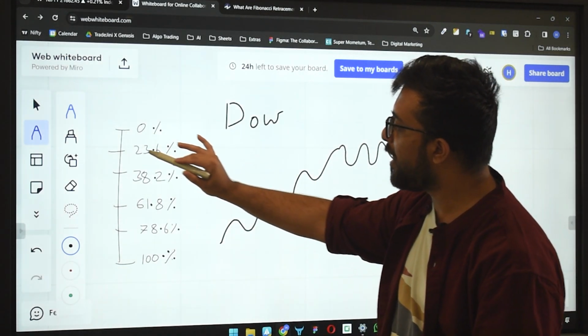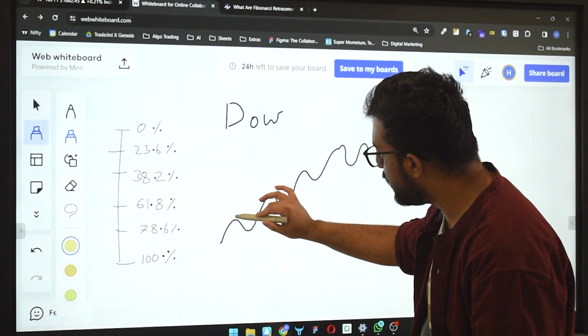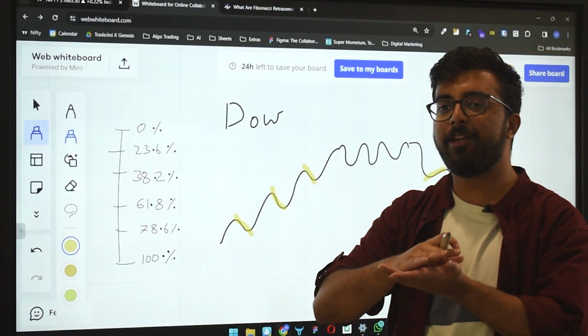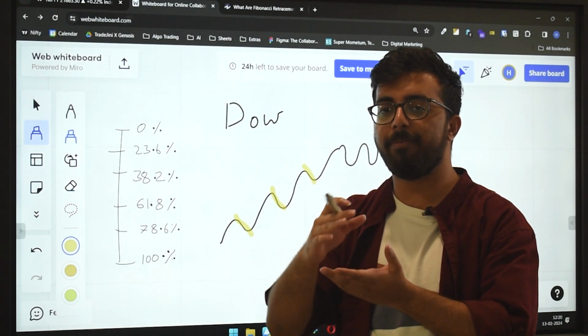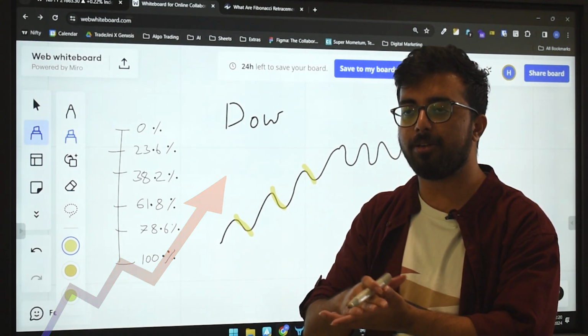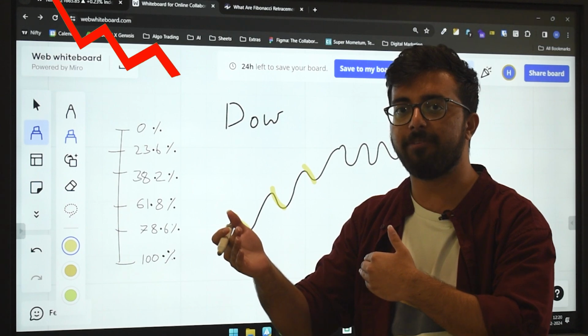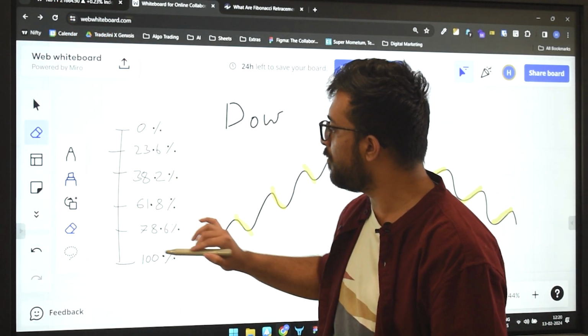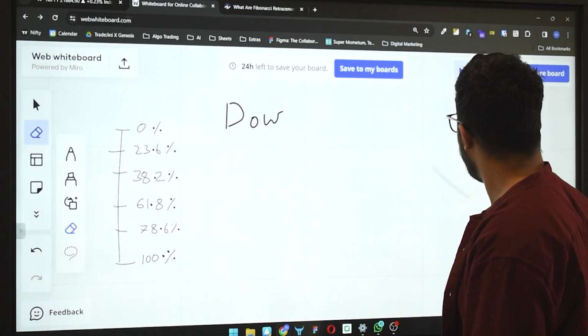Now, the best part is Fibonacci helps us to understand how much this pullback happens. We need to understand that the way a stock behaves in an uptrend is very different compared to how it behaves in a downtrend. So let me briefly explain how the behavior changes according to the market.